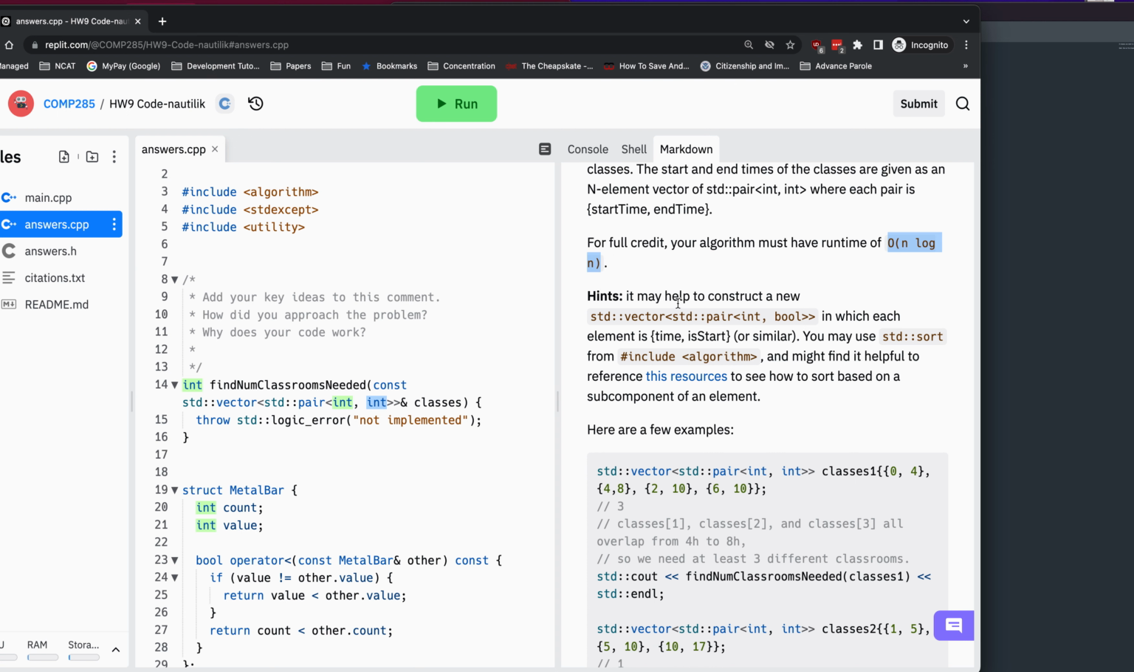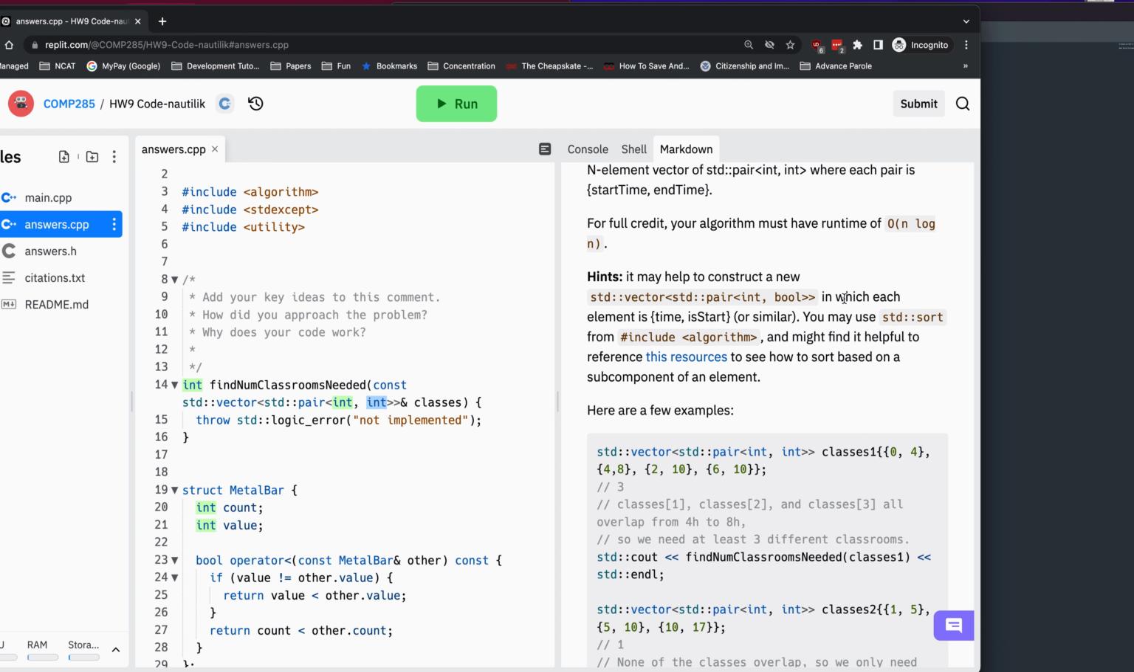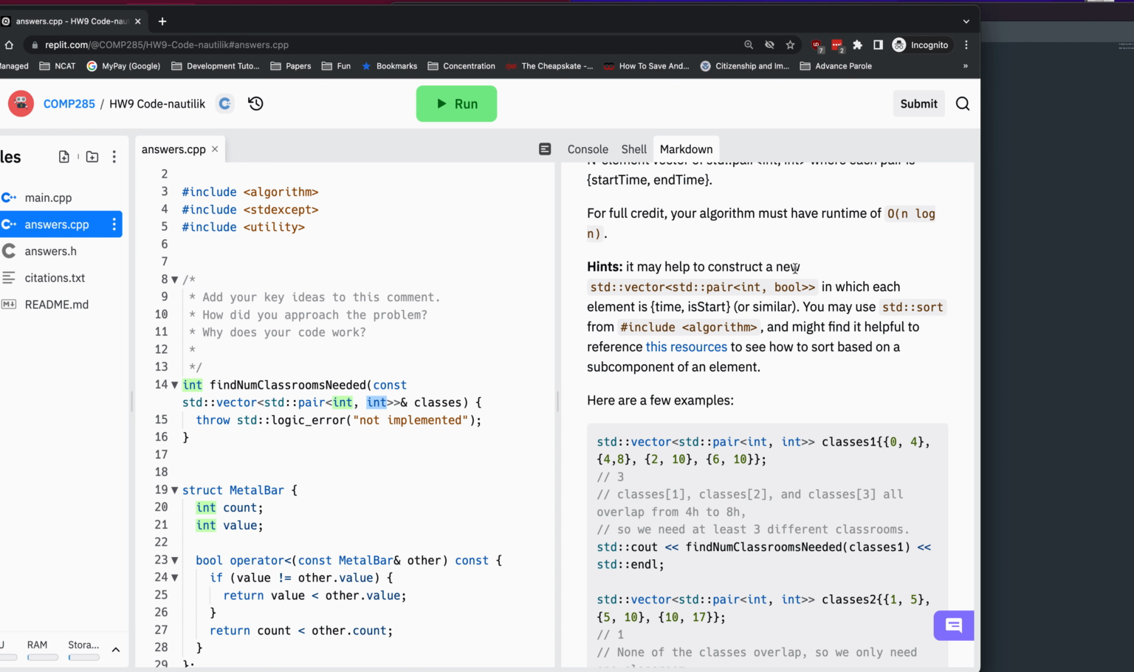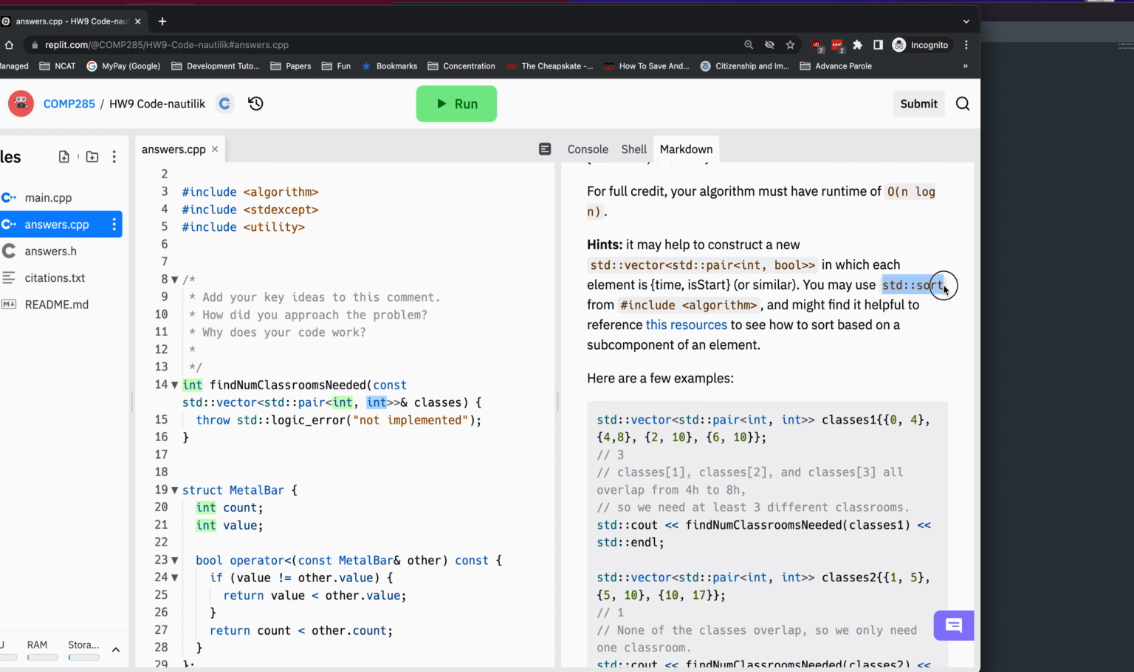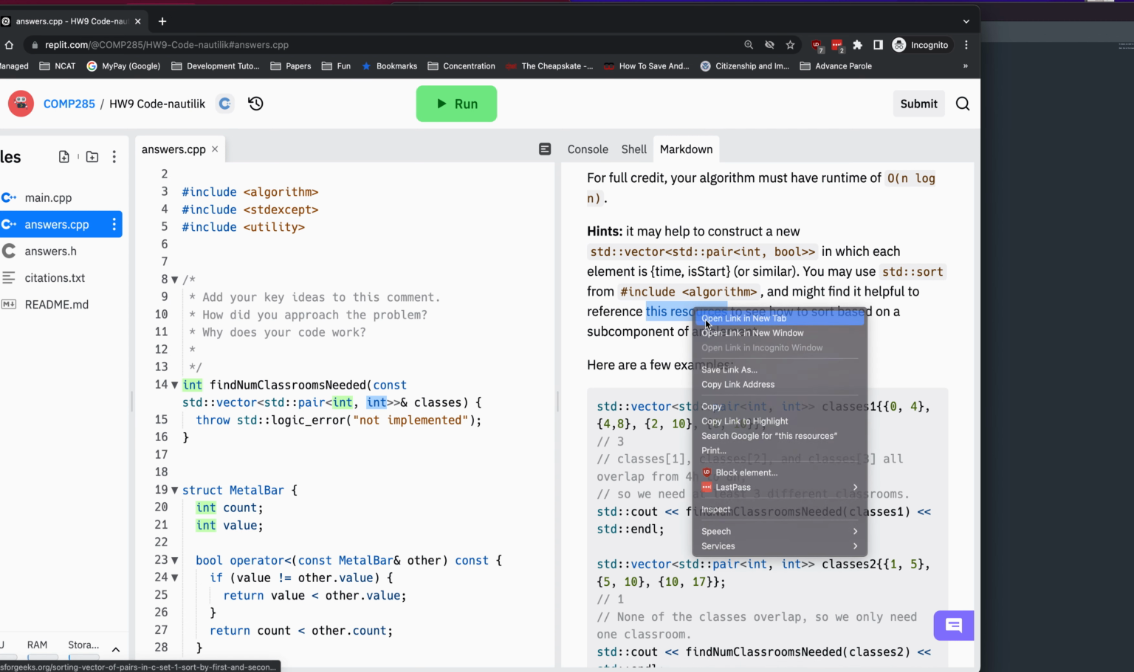I also give you a few hints. It may be helpful to construct a new vector that is also a vector of pairs, but instead of start and ending times, it holds a time and then an is-start Boolean, indicating whether a new class started or whether it is an ending time. You can also use standard sort from the algorithm header, and you may find this resource on sorting a vector of pairs in C++ helpful.